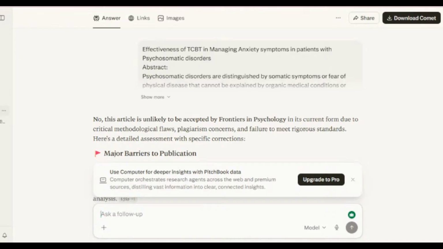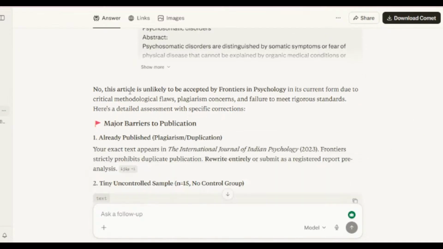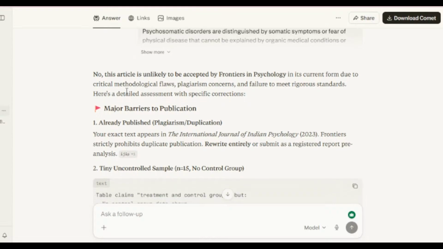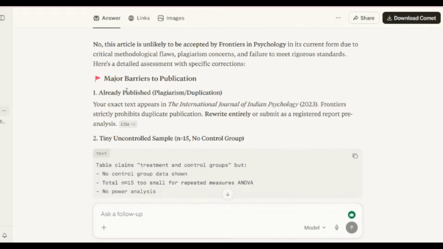See now, the first answer is no. Unlikely to be accepted by Frontiers in Psychology in its current form due to critical methodological flaws, plagiarism concerns, and failure to meet rigorous standards. Here's a detailed assessment. Major barriers to publication, okay. First is already published. So that's one block. Okay, if it's not published, what happens? See next.